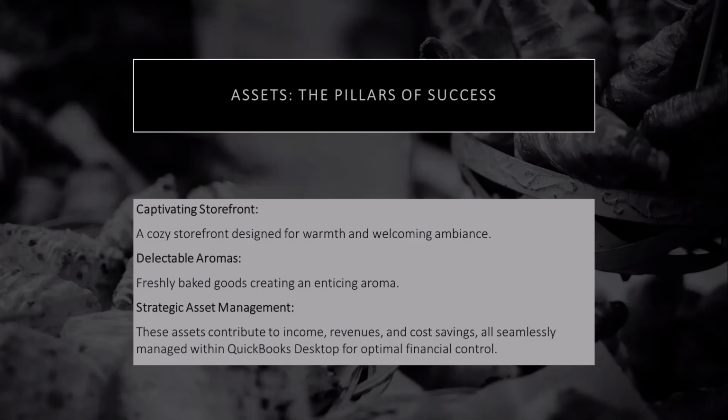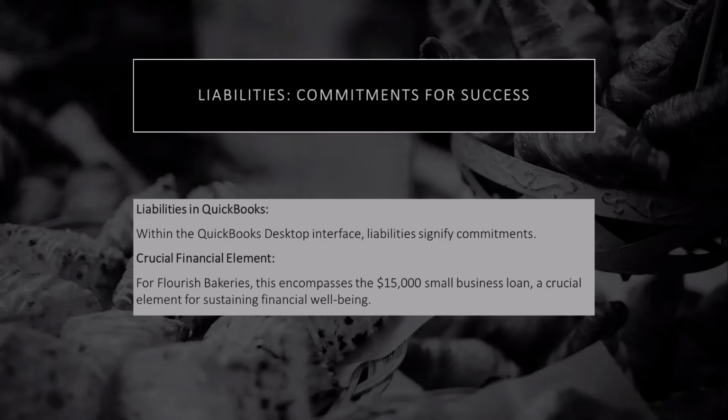Picture the warmth of our cozy storefront, the aroma of freshly baked goods, and the inviting ambiance. These are the assets strategically acquired to fuel our venture, generating income, revenues, and cost savings. Now, let's turn our attention to liabilities, the responsibilities shouldered by our bakery. The $15,000 business loan secured by the bakery to facilitate its establishment is categorized as a liability. Liabilities represent the commitments we undertake, and comprehending them is crucial for sustaining our financial well being.